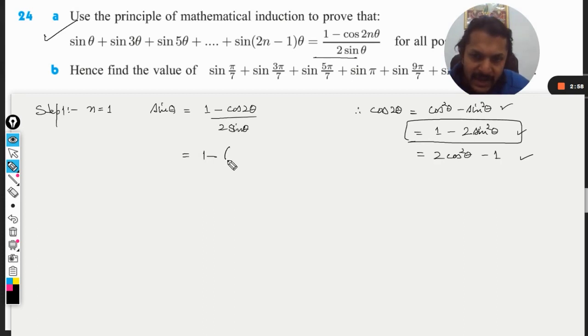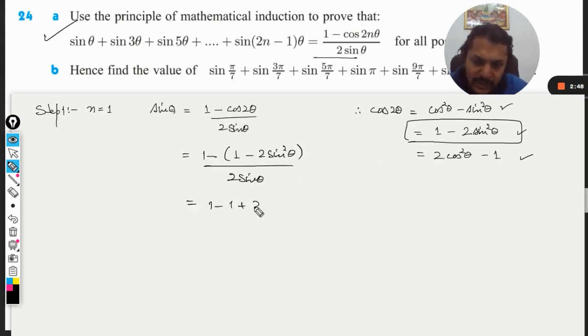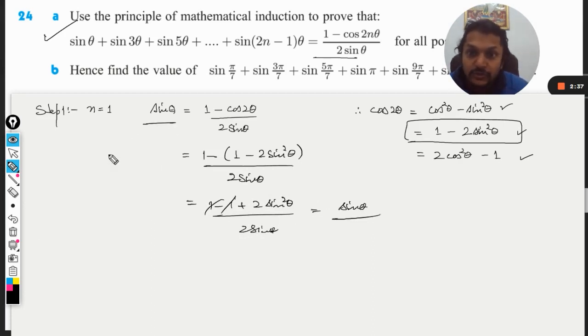Now, 1 minus twice of sine square theta divided by twice of sine theta comes out to be sine square theta divided by twice of sine theta. This and this get cancelled, and later on it is indeed coming out to be equal to sine theta.